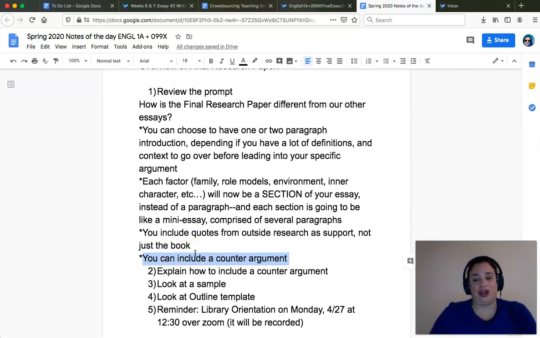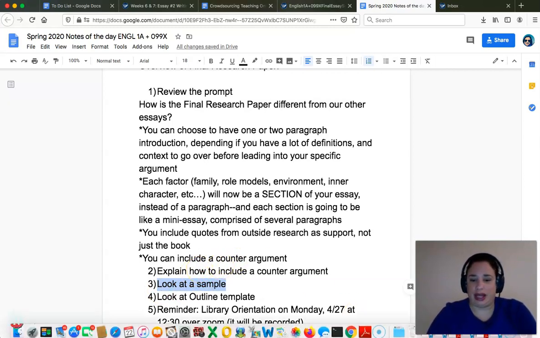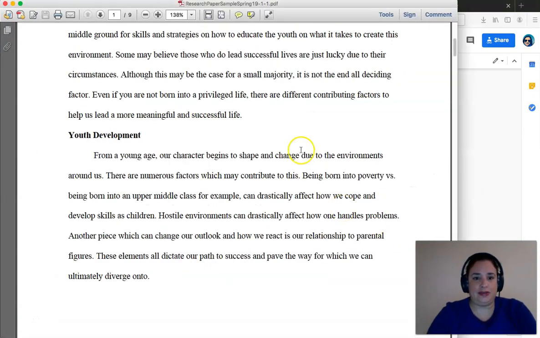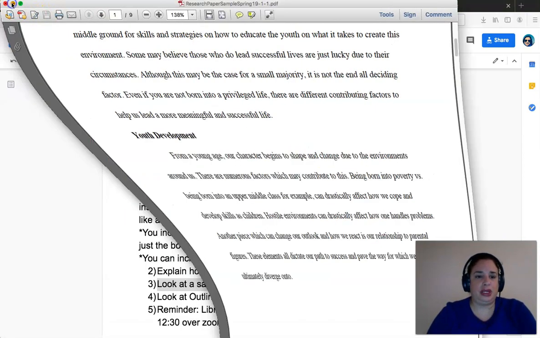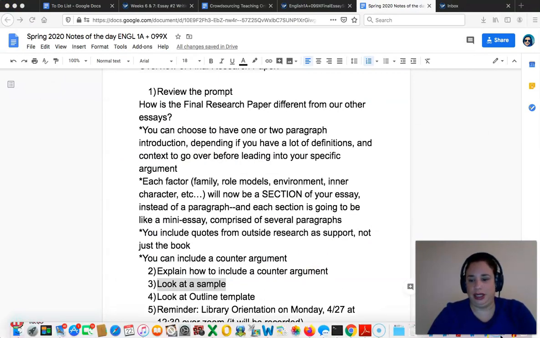So I do want to encourage you. We're going to look at a sample that doesn't have a counter-argument. So why don't we actually look at the sample first, and then we'll come back around to how you could include a counter argument. Okay, so let's do that. So this is going to be in Canvas.